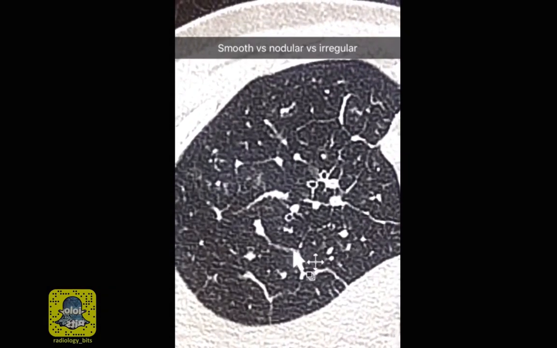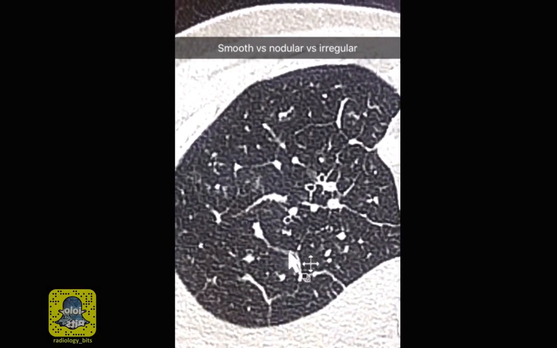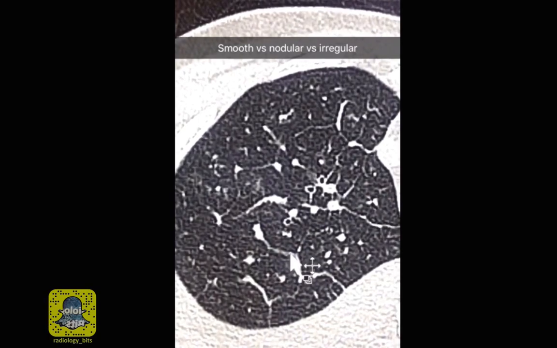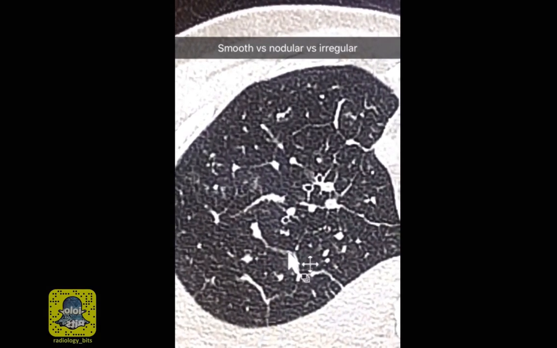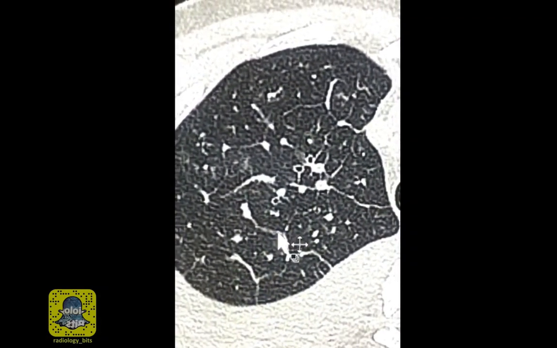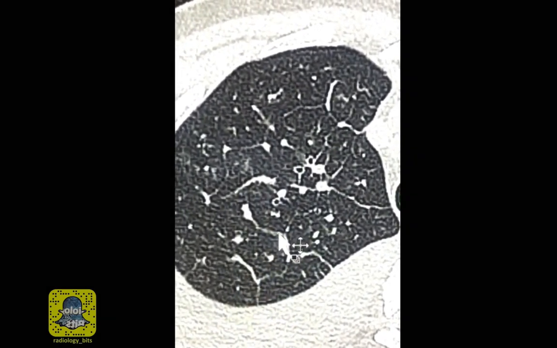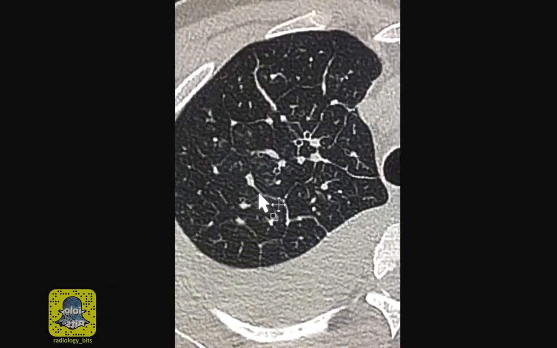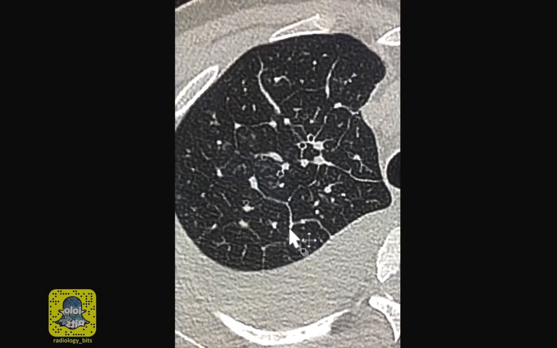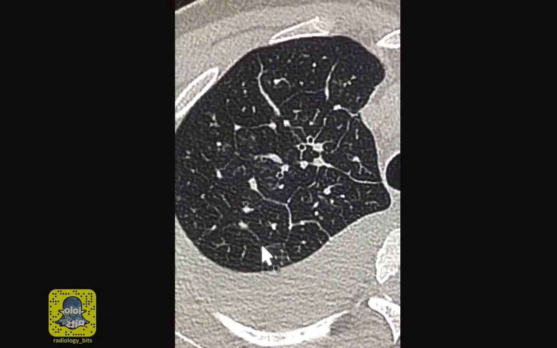Now to the next point. When you're talking about thickening of the septations, you have to divide it into smooth, nodular, or irregular. In a previous clip, we chatted a little bit about the differential diagnosis of irregular septal thickening. In this case, the thickening of the septations is smooth.